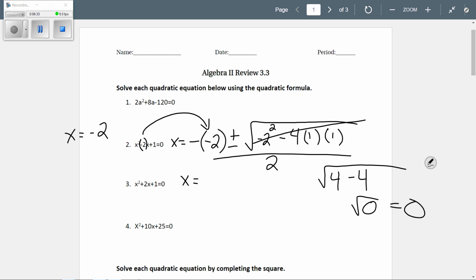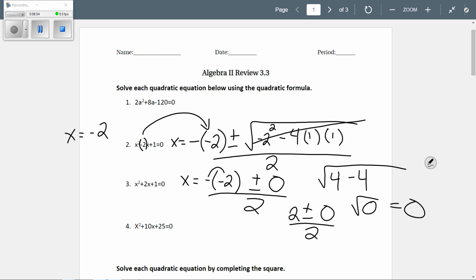X equals -2 plus or minus 0 divided by 2. Well, we know a negative times a negative is a positive. All right, so let's move down here. 2 plus or minus 0 divided by 2.